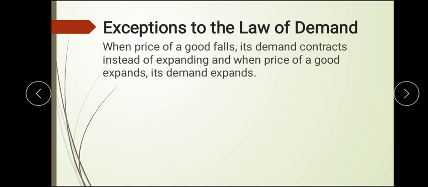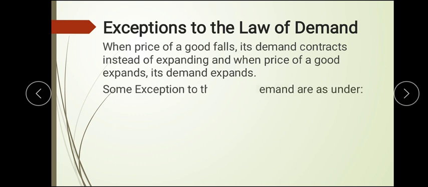Some of the goods are those where the law of demand is not working, and that is what we are going to learn. You find that when the price of those goods falls, the demand also falls, or we can say contracts, instead of increasing. Whereas when the price of those goods increases, demand also increases, or we can say it expands. So ultimately, when the price increases, the demand increases, and when the price falls, the demand falls, for those types of goods, and they are called exceptions to the law of demand. So this is the meaning of exception to the law of demand.